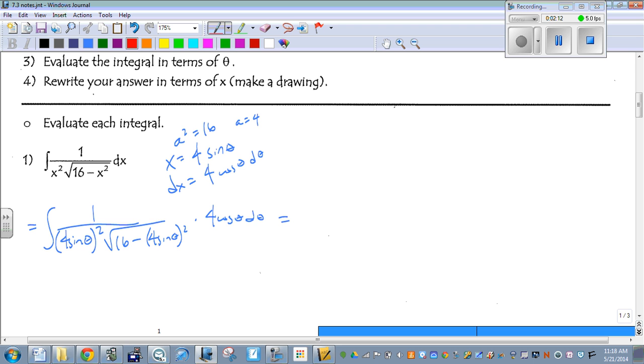So now we need to go ahead and do a little simplifying. We can bring that 4 cosine of theta up to the top. Down here we have 16 sine squared of theta. Inside the square root we have 16 minus 16 sine squared of theta, and then our d theta at the end.